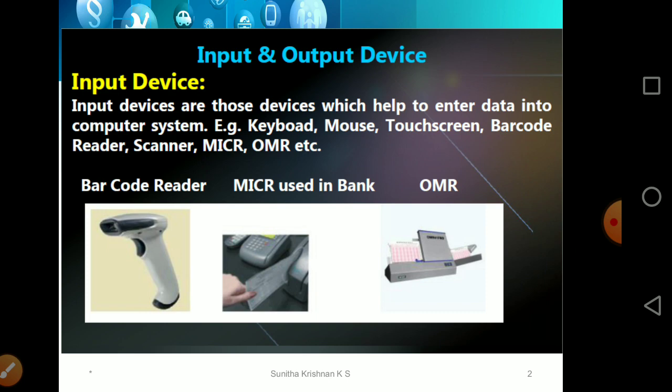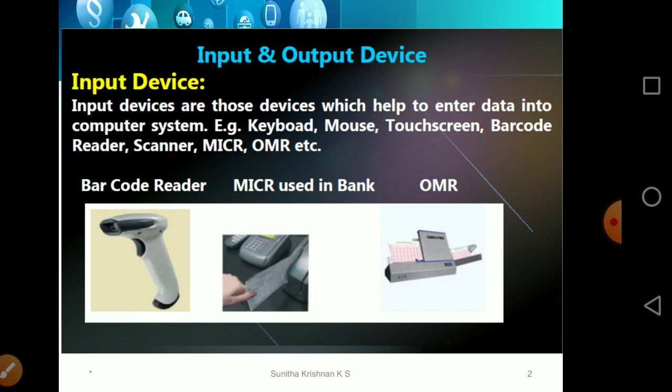In this video also, I am giving a little bit elaborate discussion on the input devices and output devices. So input devices are those devices which help to enter the data into the computer system. There are questions that can come for the exams on this topic: they'll give you the name of the device and they'll ask you to identify whether it is an input device or output device.